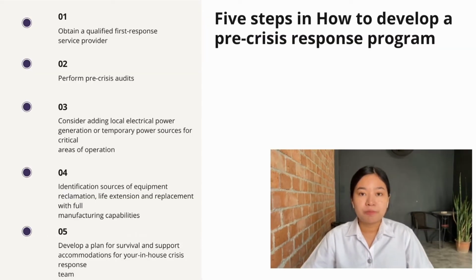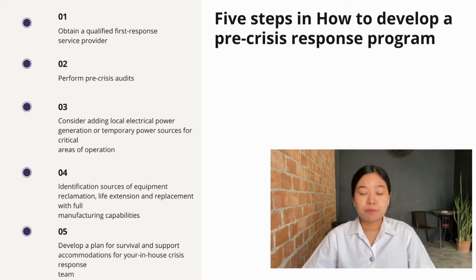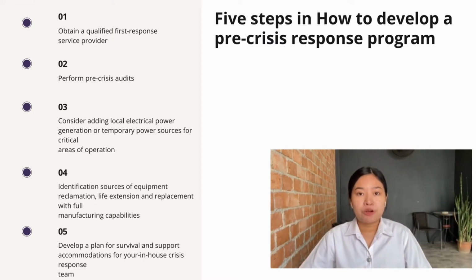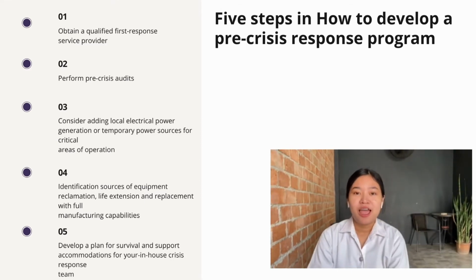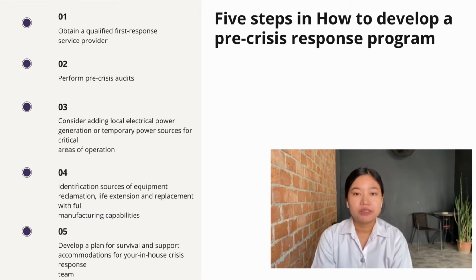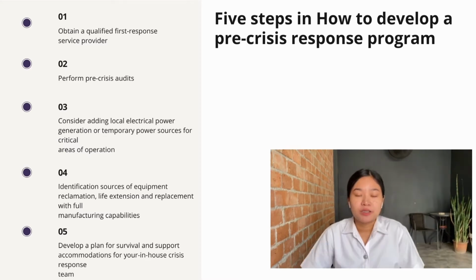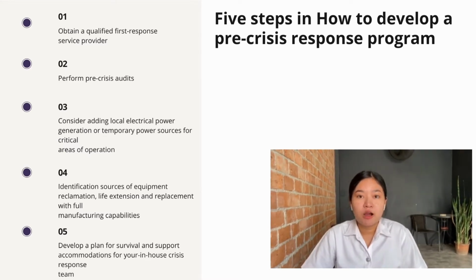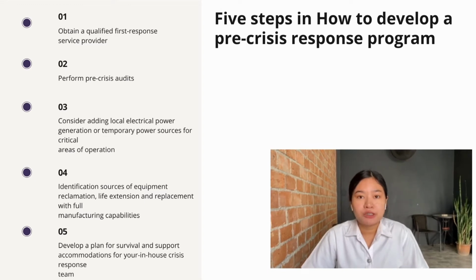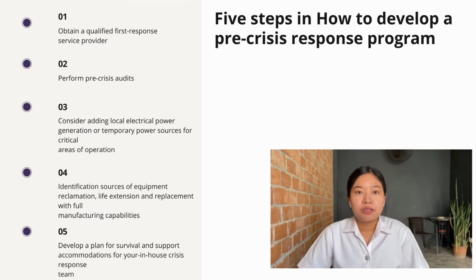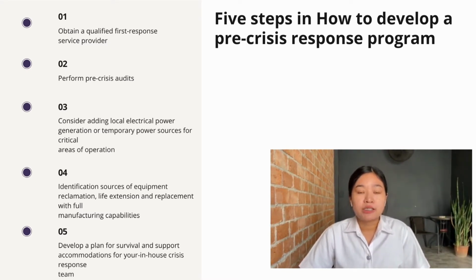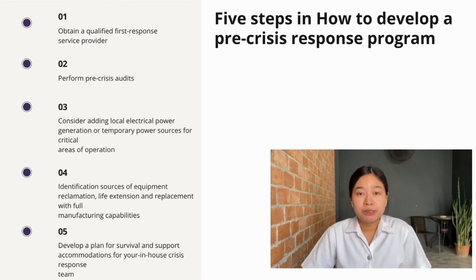There are 5 steps in how to develop a pre-crisis response program. 1. Obtain a qualified first response service provider. 2. Perform pre-crisis audits. 3. Consider adding local electrical power generation or temporary power sources for critical areas of operation. 4. Identify sources of equipment, decommissioning and life extension, and replacement with full manufacturing capabilities. 5. Develop a plan for survival and support accommodation for your crisis response team.